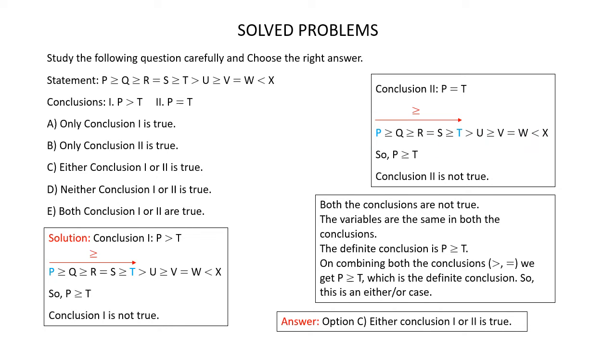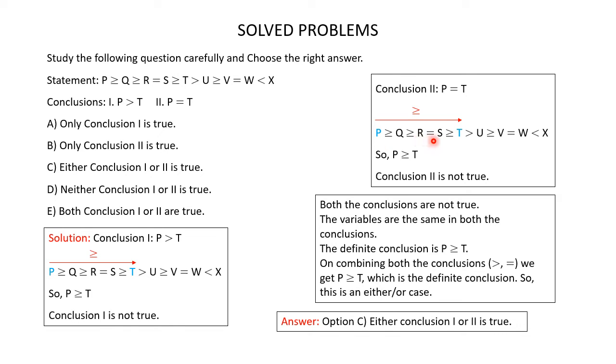Now this is the given statement. We have P here and T here. So we have to move in the forward direction from P to T. When we move in the forward direction from P to T, we get the symbols greater than or equal to, greater than or equal to, and greater than or equal to.